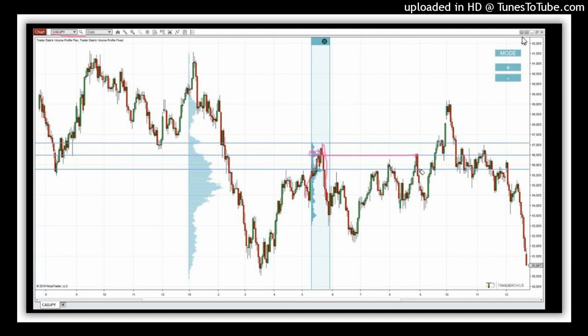Now with this trade on the Australian dollar Japanese yen, the winning streak ended. There was volume accumulation in here. There was a level from which I went long with stop loss in here.